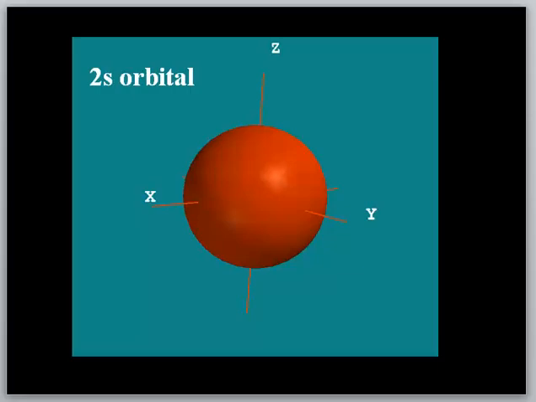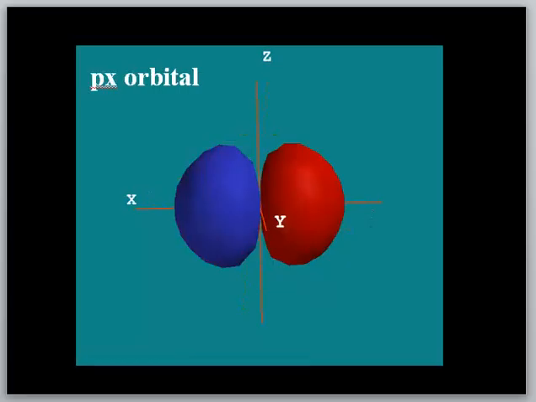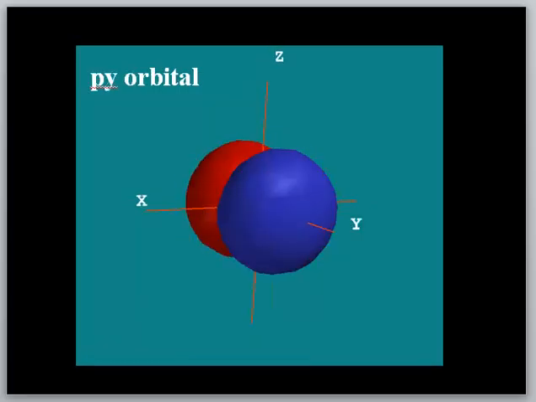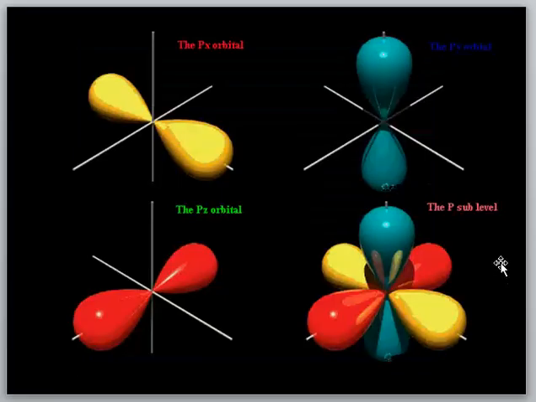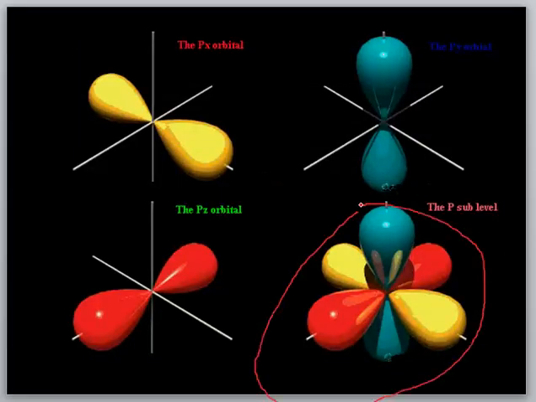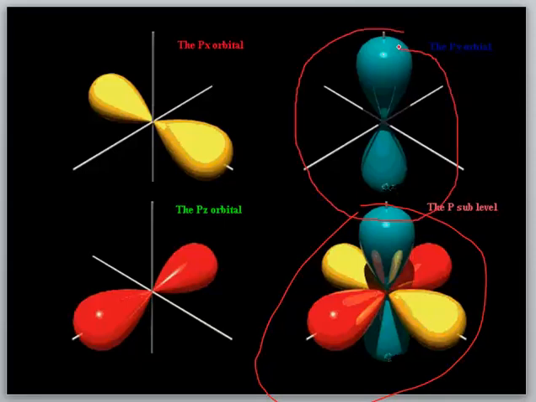The P sublevel has 3 orientations. So it's got 3 orbitals around the X, Y, and Z axis. They all overlap, giving you the P sublevel. So the P sublevel can have a total of 6 electrons because there are 2 electrons in each of the orbitals. The P orbitals have 2 electrons each for a total of 6 in that sublevel.